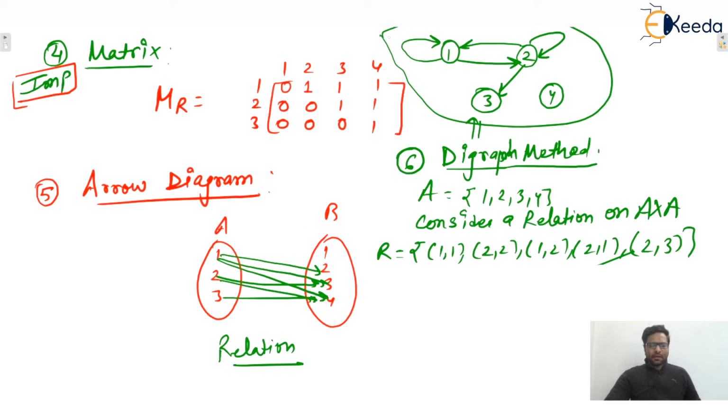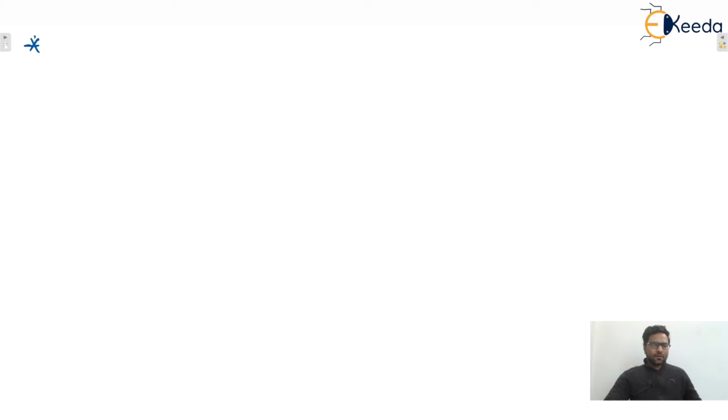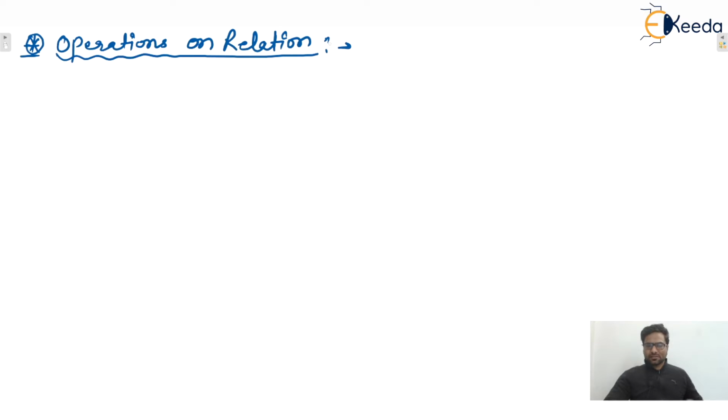Okay. Next we'll see operations on a relation. So our next topic is operations on relations. Guys, a relation is also a set, so all set operations are also applicable for relations. The only difference is that here a relation is a set of ordered pairs. Every ordered pair is treated as one element. Because relations are also sets, all set operations will be applicable for them.